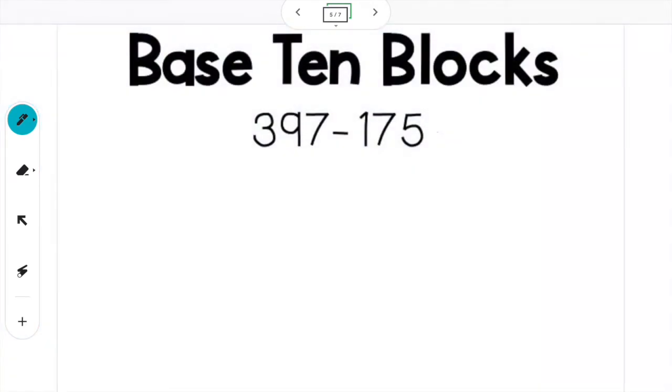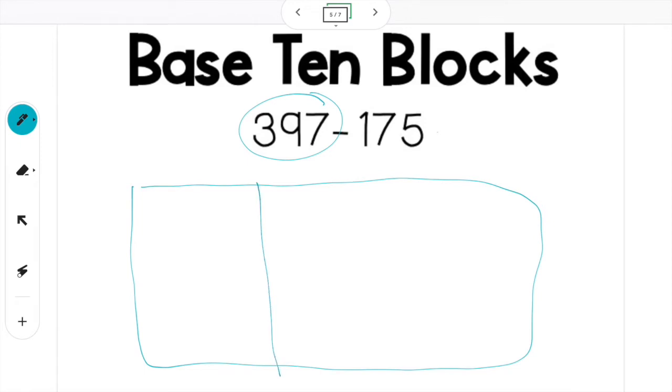All right, so our next strategy is going to be using base 10 blocks. So I'm going to draw out 397 since 397 is my biggest number. So I'm going to create like a mat real quick. So I'm going to make a rectangle. I'm going to divide my rectangle into thirds. And I'm going to put hundreds right up here, tens, and then ones. So since 397 is my biggest number, or my largest number, I'm going to draw that out in base 10 blocks.